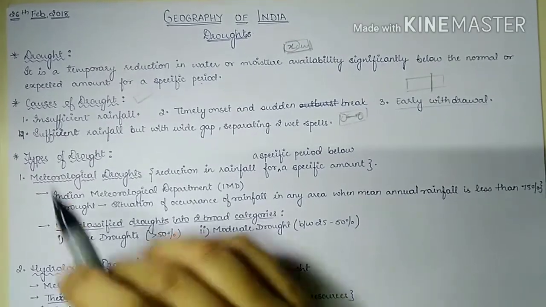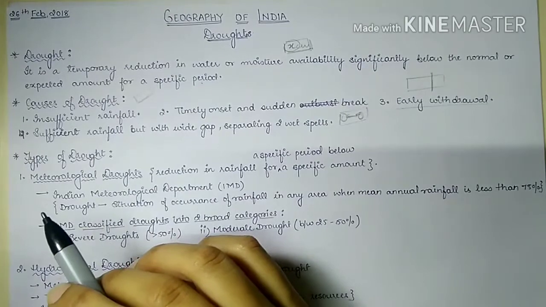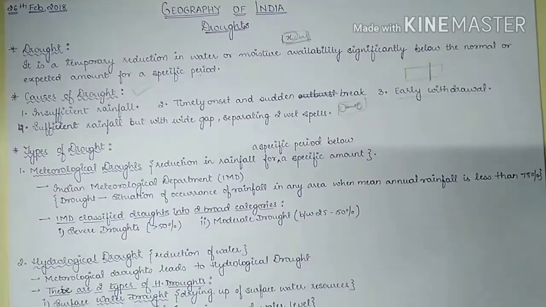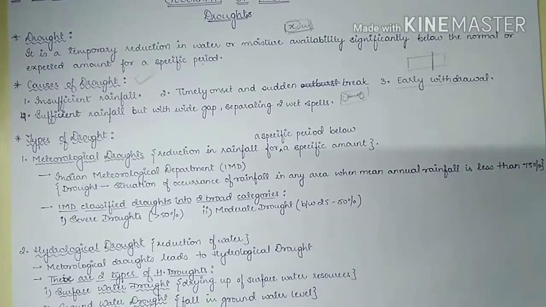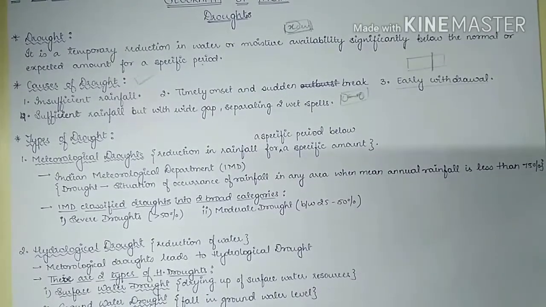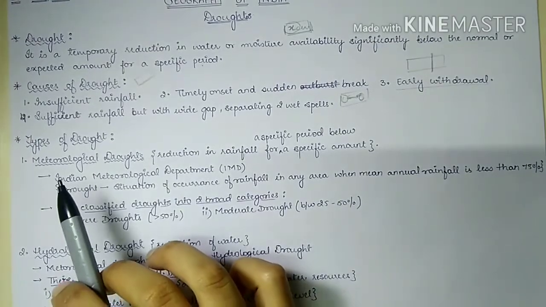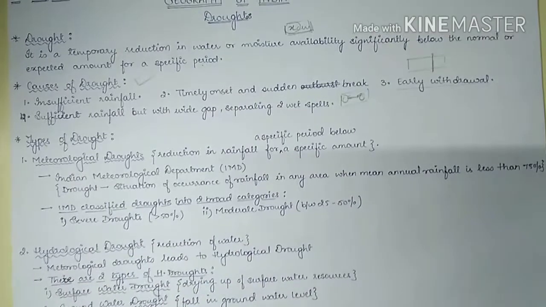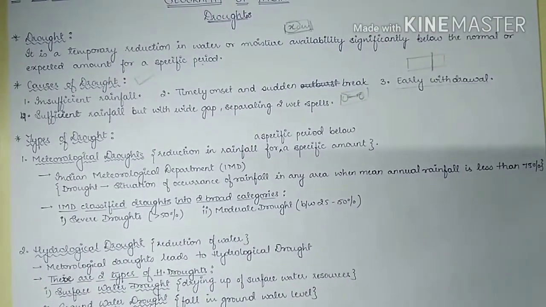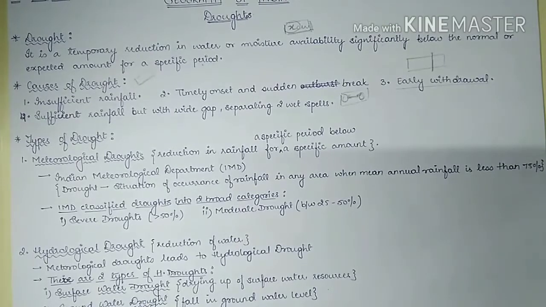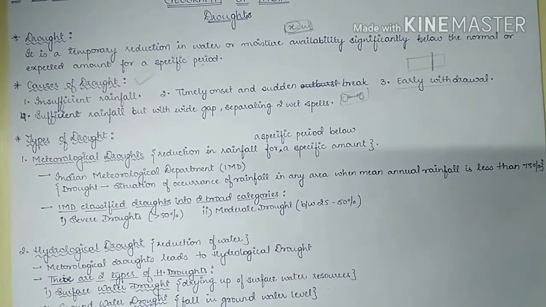Now after the causes of drought, we will look into the types of drought. Droughts are basically of seven types. First of all, we have meteorological drought, which is a reduction in rainfall for a specific period of time below a specific amount.